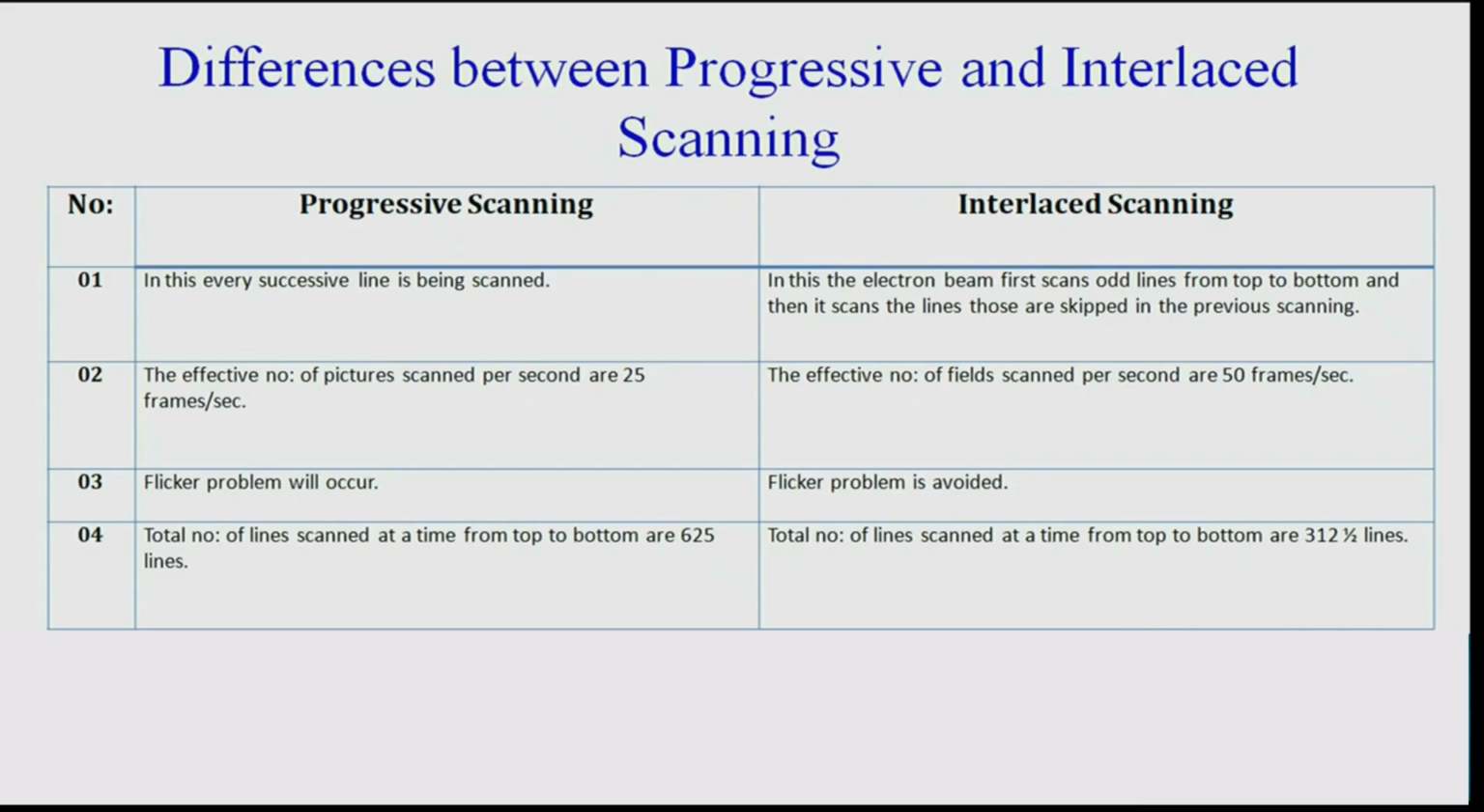Flicker problems will occur in progressive scanning, but in interlace scanning the flicker problem is avoided. The total number of lines scanned at a time from top to bottom is 625 lines in progressive scanning. The total number of lines scanned at a time from top to bottom is 312.5 lines for interlace scanning.